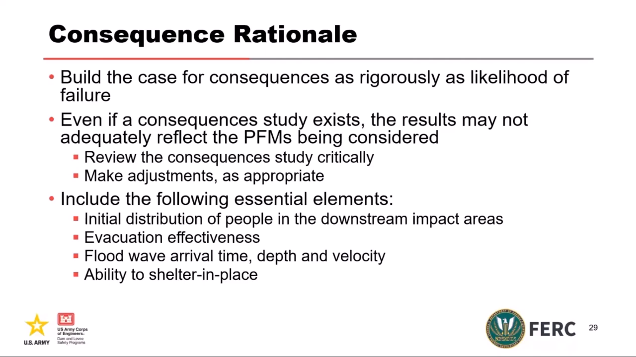So like I said, need to look at the consequence, make adjustments if it's appropriate. Some of the key essential elements that you should focus on are: where are the people in the downstream areas when the failure mechanism happens? What's the evacuation effectiveness? And there's a lot of factors that go into that. What the flood wave arrival time and the depth and velocity are of the flood that's coming, and what is the ability of the people there to shelter in place? Those are probably the four key things that you need to have discussed in your consequence evaluation.